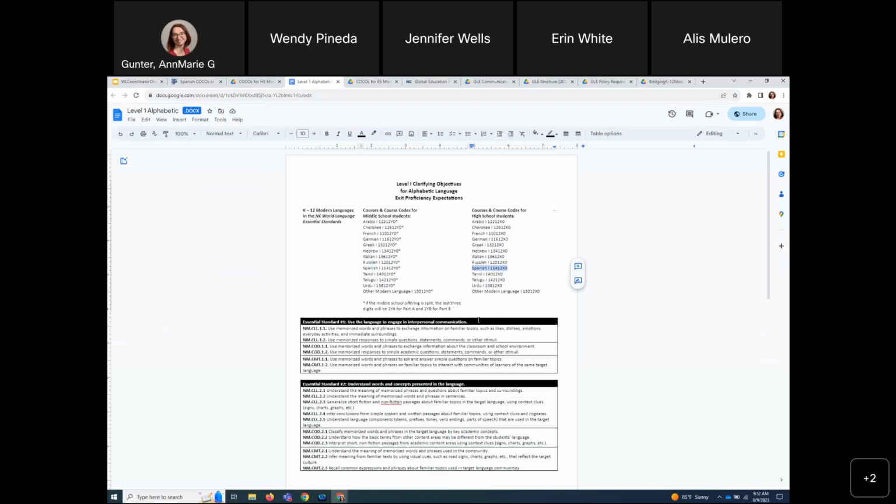So you see you have standard number 1, proficiency outcomes for interpersonal communication are actually novice mid. And so you have all the novice mid clarifying objectives from the state standards. But you also have the information up here about, for example, course codes to use for high school or for middle school students taking high school credit courses. So lots of details on the COCOs documents that are available for you.